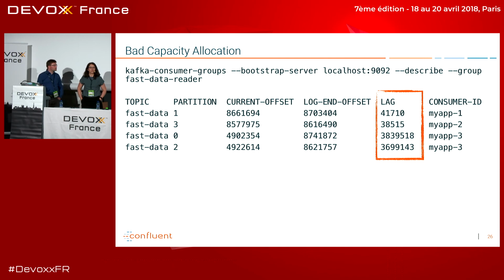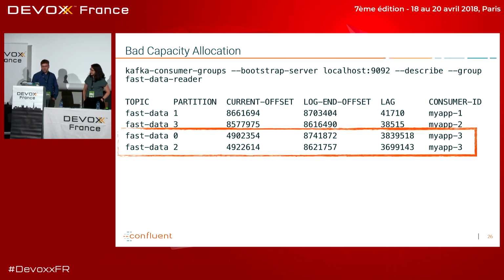So having 40,000 messages lag per se is not necessarily a problem. If you're running 300,000 messages per second, 40,000 is not really that big of a deal. So that's not really what you want to focus on in the first place. What you really want to focus on is the imbalance across the different partitions. In this case, we see that we have 2 partitions that are lagging by almost 2 orders of magnitude more than the other ones. And we need to figure out why.